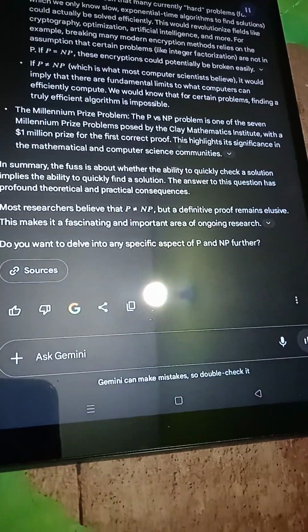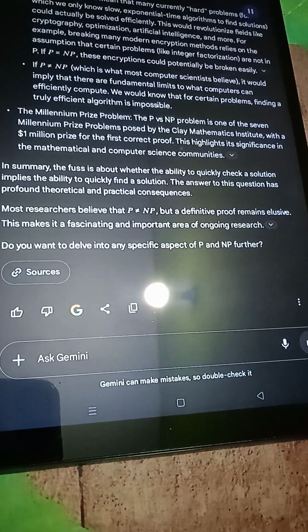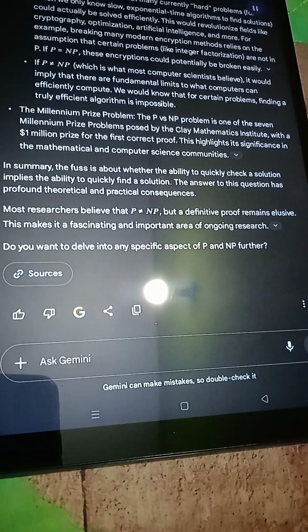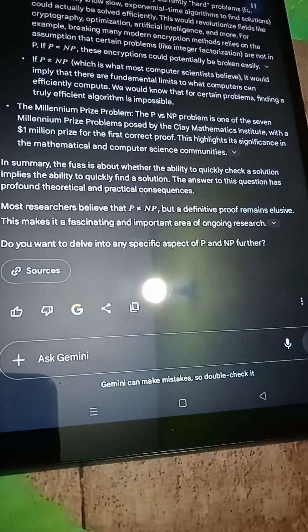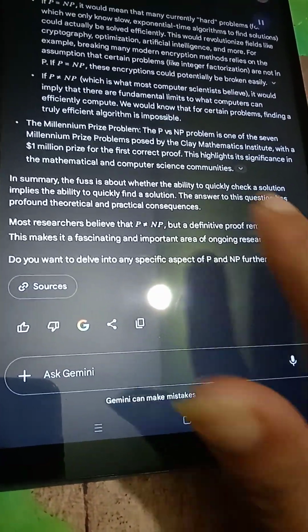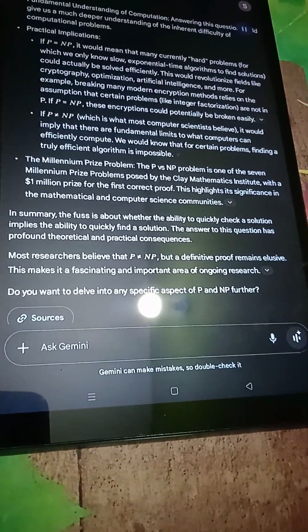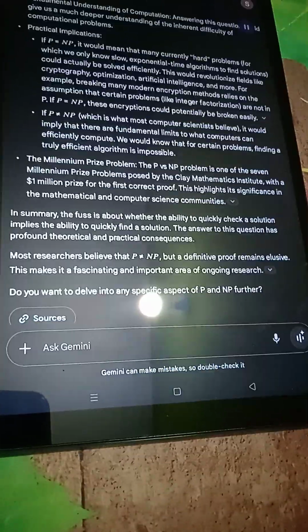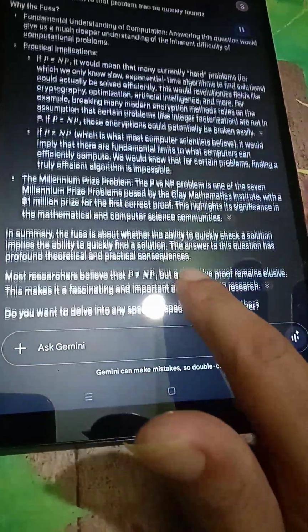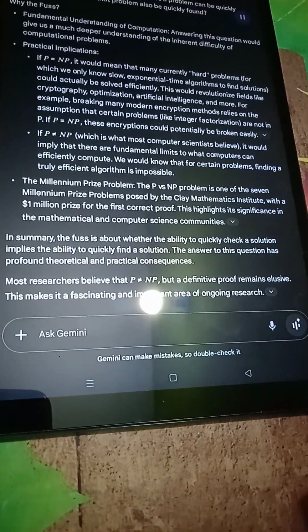If P does not equal NP, which is what most computer scientists believe, it would imply that there are fundamental limits to what computers can efficiently compute. We would know that for certain problems, finding a truly efficient algorithm is impossible. The Millennium Prize problem: the P versus NP problem is one of the 7 Millennium Prize problems posed by the Clay Mathematics Institute, with a $1 million prize for the first correct proof. This highlights its significance in the mathematical and computer science communities.